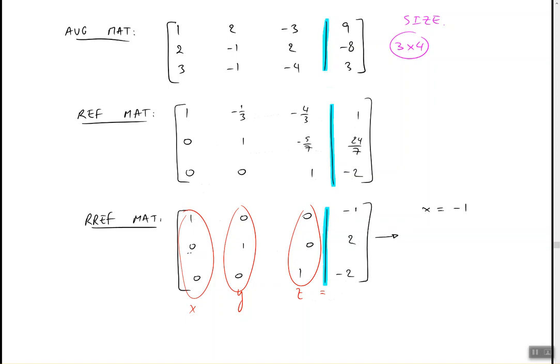The second line says 0, 1, 0. So 0x, 1 of the y's, 0 of the z's. So that means just y is 2. And then finally 0x, 0y, 1z. So that means z should be -2. And you're finished. So the solution of this problem is -1, 2, and -2. Simple, no?